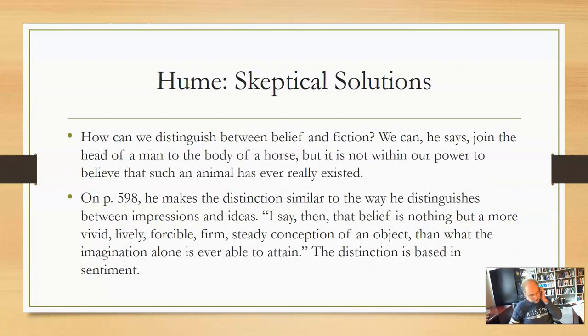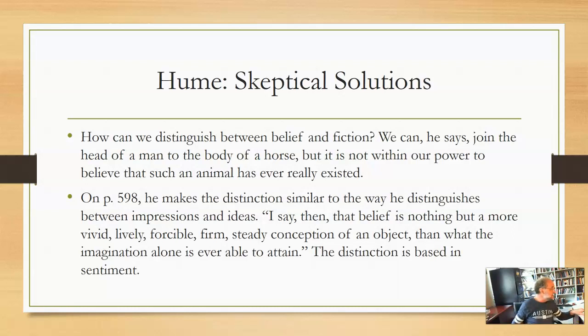Now, in part 2 of this section, Hume answers an important question. Given that the mind associates ideas, and all this is really rather mechanical, and given custom, how do we distinguish between belief and fiction? The mind can take simple ideas from experience and associate the dickens out of them, extend them to the wildest points, and we can voluntarily and wildly make stuff up. We can, he says, join the head of a man to the body of a horse. But, and this is a big but, it is not within our power to actually believe that such an animal ever really existed.